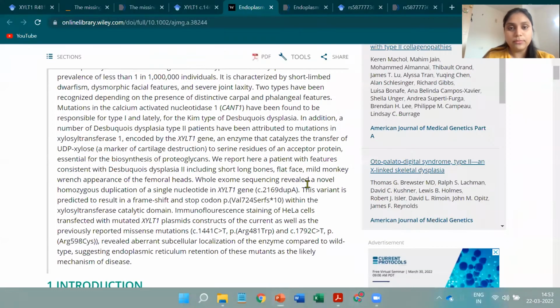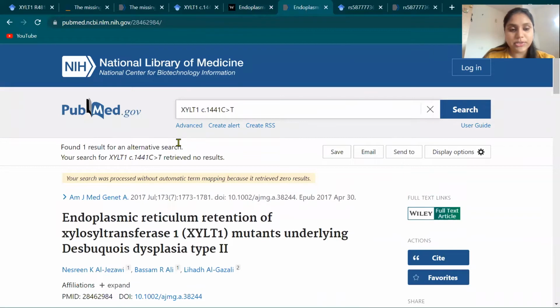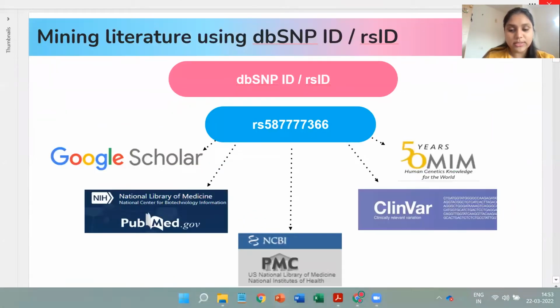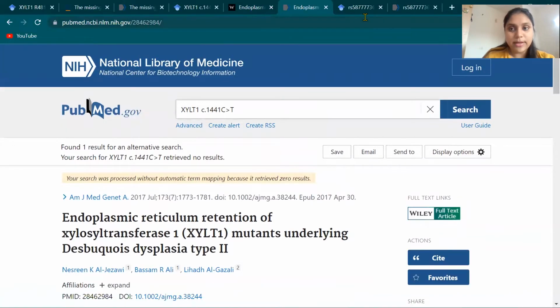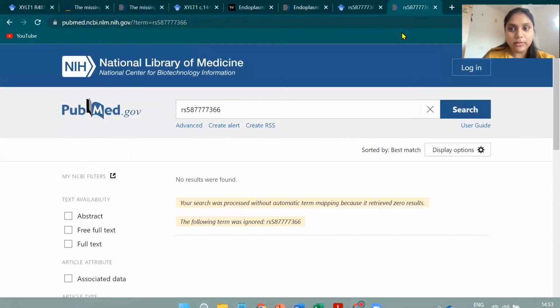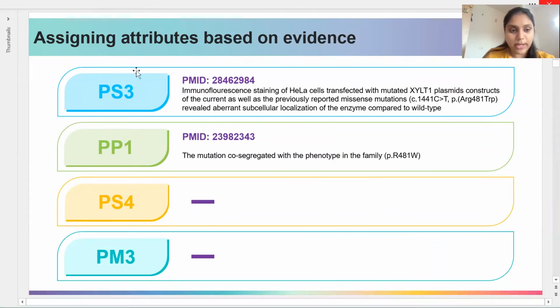We will now do a further literature search and search this variant with the cDNA change in PubMed. And as you can see, I only found one result, which was the same paper that we studied right now. Now we will also search on the basis of the RSID for this variant. When I did the RSID search, you can see that there were no results found. Therefore, we can say that our search has been thorough. We have assigned PP1 supporting and PS3 criteria on the basis of these two literature to this particular variant.